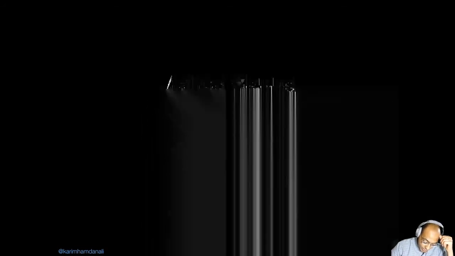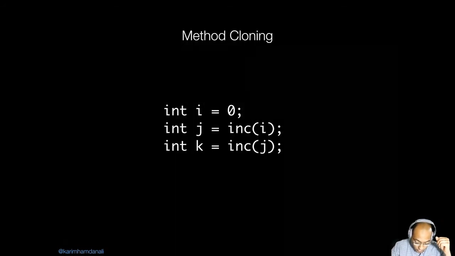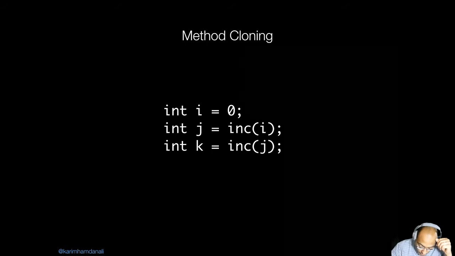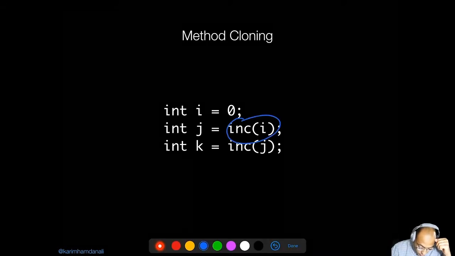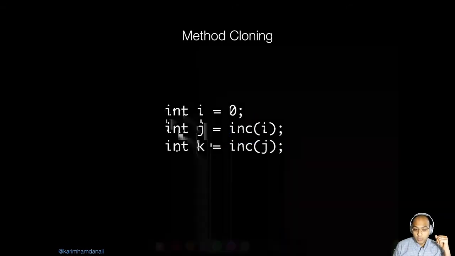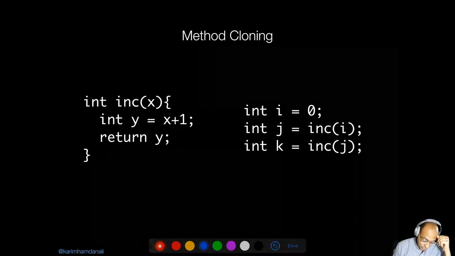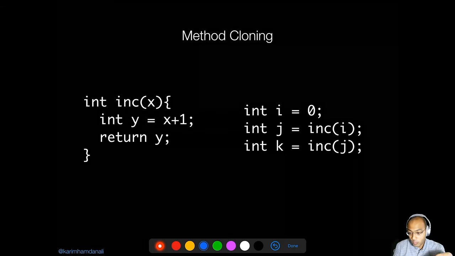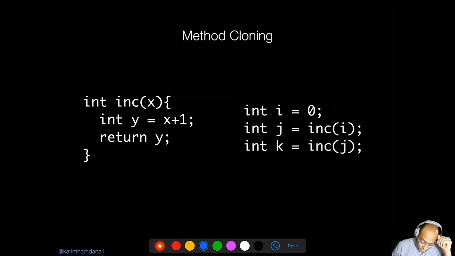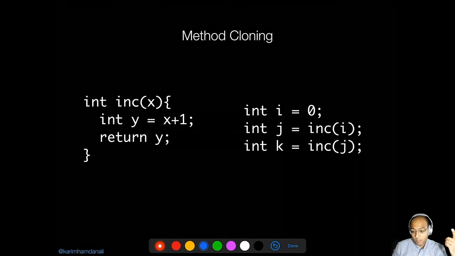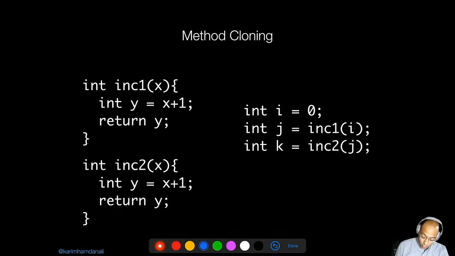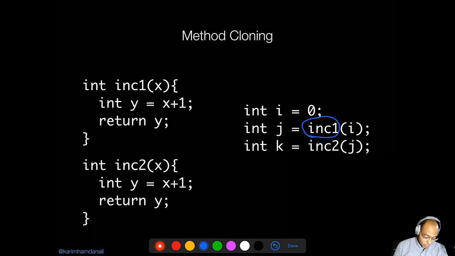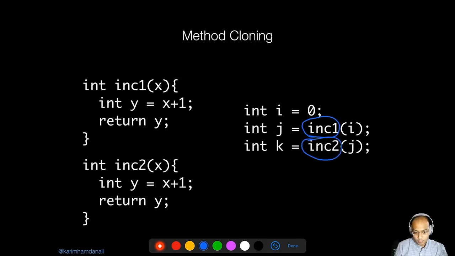Here I have a Java-like program where I'm declaring an integer i with the value 0, then integer j is the value inc of i. I'm incrementing i by 1, and k is inc of j. Assuming that this function inc is int inc(x), all it does is add 1 to the parameter and return that. So what I'm going to do is have inc1 and inc2, and replace the first call to inc with a call to inc1, and the second call to inc with a call to inc2. And it's doing exactly the same thing, right? But that's okay, I basically just duplicated the code there.